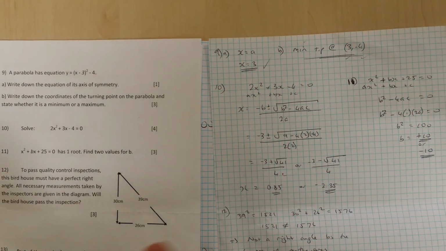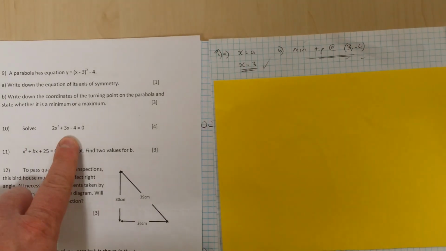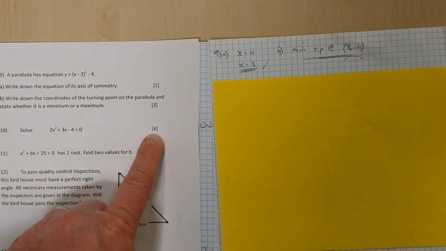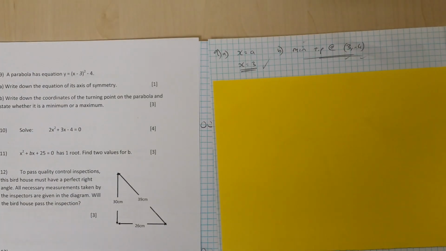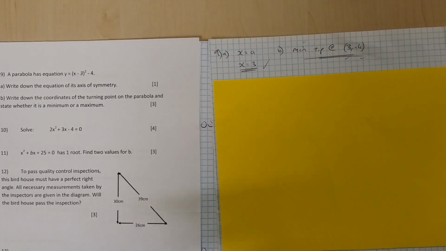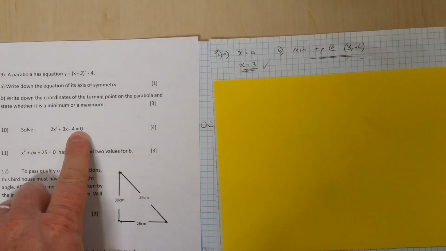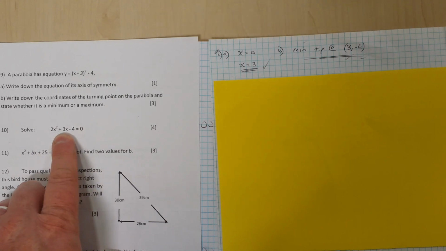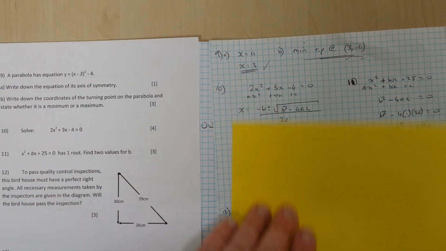Question number 10, it says solve this equation here. It is worth 4 marks, so it's likely to be a wee bit trickier than just a straightforward factorisation. Now, you're factorising priorities, that's the order in which you do something. First of all, remove the highest common factor, there's none. Secondly, look for a difference of 2 squares, there's none. Thirdly, can you factorise it? 2 times minus 4 is minus 8. Are there any factors of minus 8 that add up to positive 3?